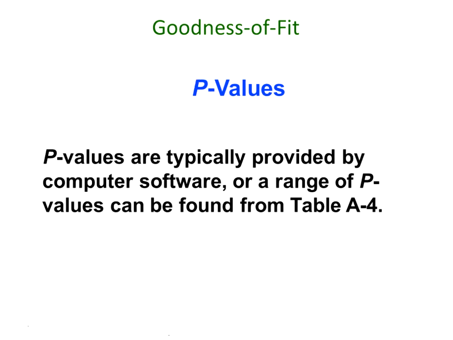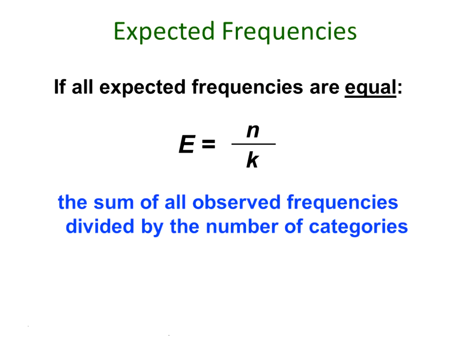Now for our p-values, we're going to use our calculator to get them, but remember, just like before, if your p-value is less than or equal to alpha, we're going to reject the null hypothesis. So that hasn't changed, that's still the same.